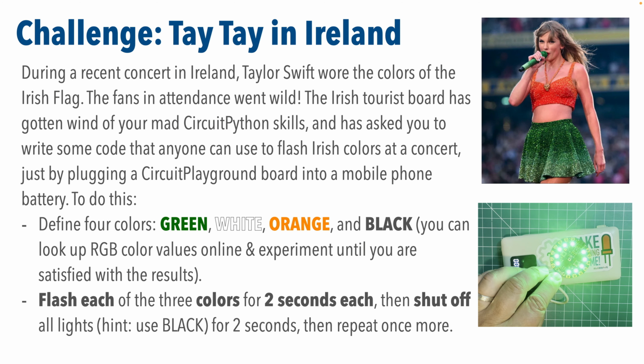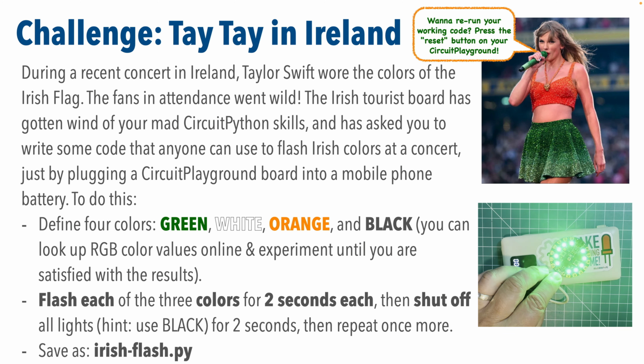Then flash each of these colors for 2 seconds each, then shut off all the lights, hint, use the color black, for 2 seconds, and then repeat once more, green, white, orange. When you're done, save this file as irish-flash.py. You can do it!